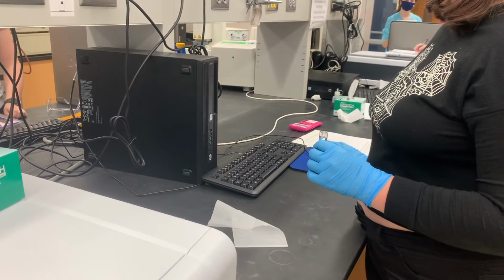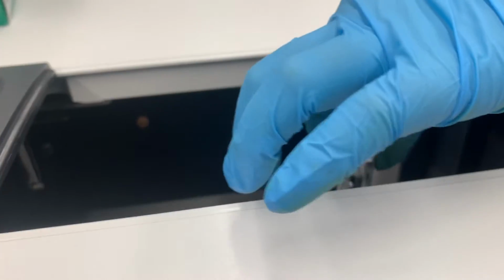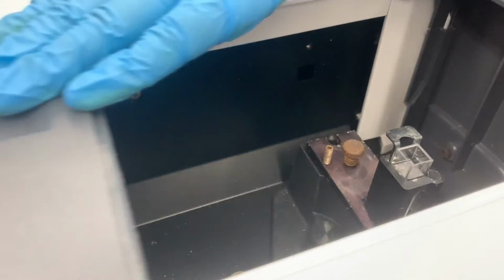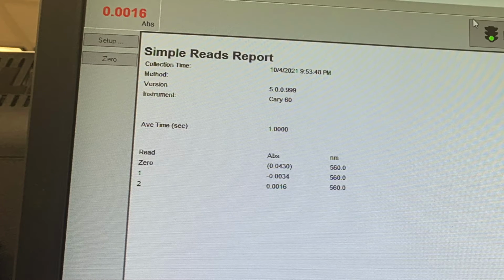For the third dilution, we continuously got negative readings even after zeroing the machine and double checking that we had wiped the cuvette. We believe this is because our third dilution had a lower absorbance value than the blank. Since we did not have time to make a new dilution, we made do with the data that we could use.